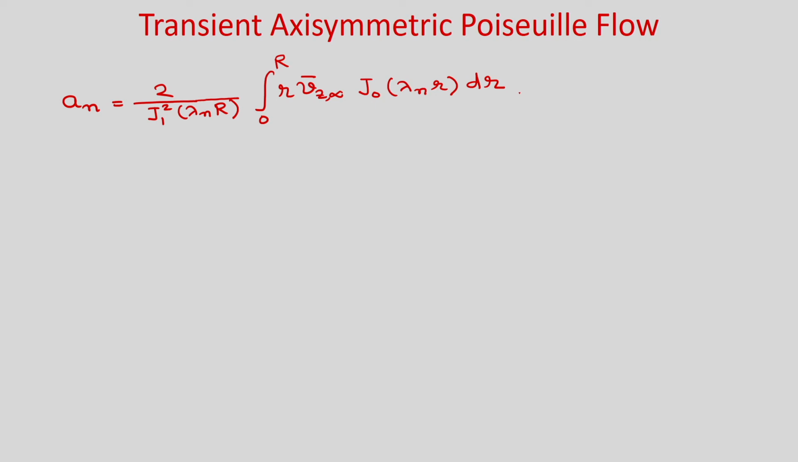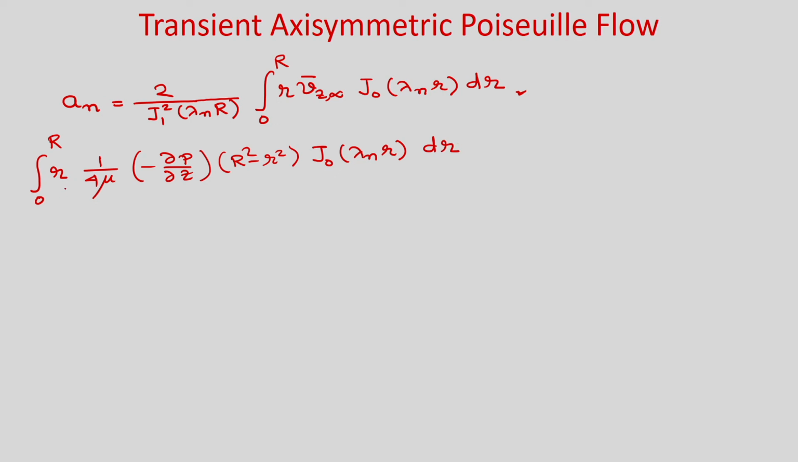Okay. So, now we have to find this integral. If you put the value of V z infinity bar, you will get 0 to R, r is there, and you will get 1 by 4 mu minus del p by del z (R square minus r square). So, this is the velocity profile. Then we have J0 lambda n r dr.